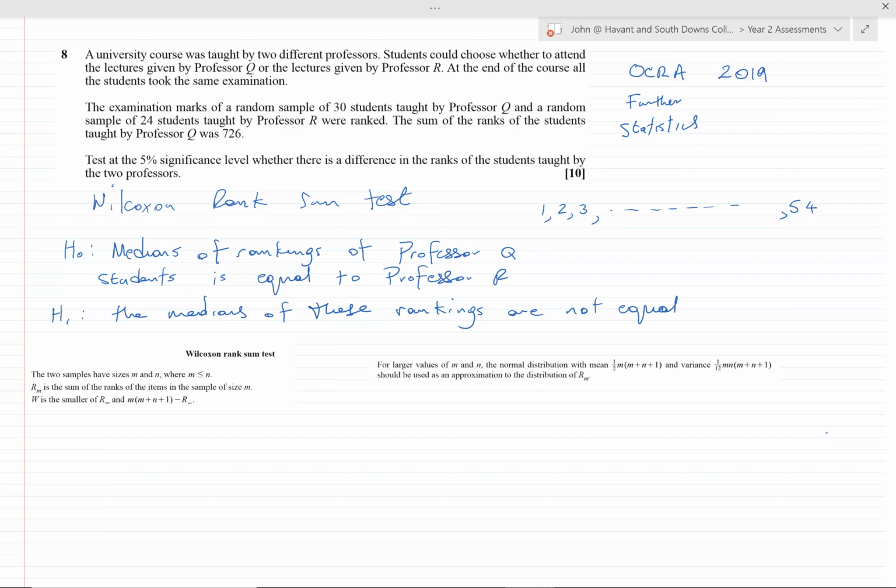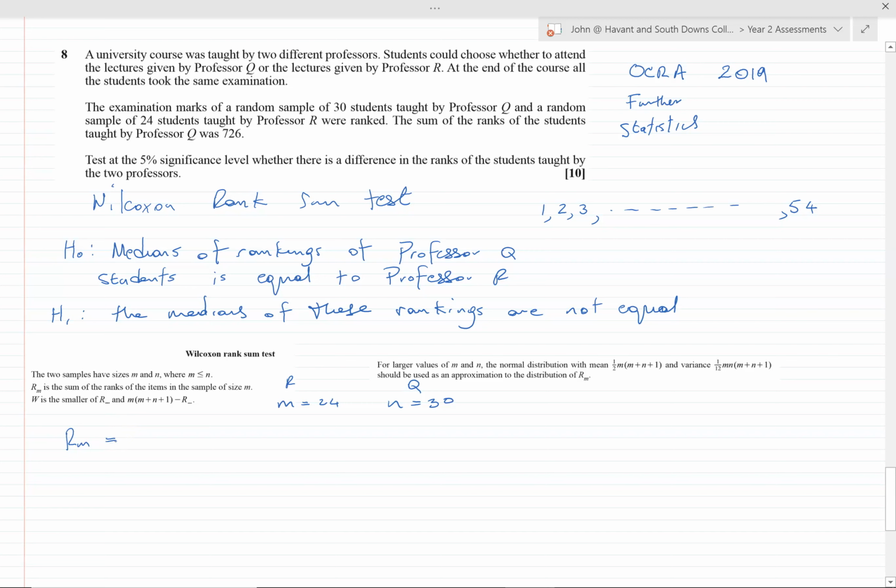Right, so the first thing to note is that we are given the sum of the rankings of those taught by Professor Q. That's the larger of the two, because m is 24 and n is 30. So m is associated with Professor R students and n is associated with Professor Q students. We need the ranking for the smallest one in order to follow the procedure.